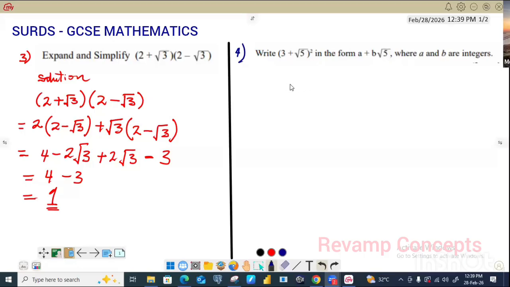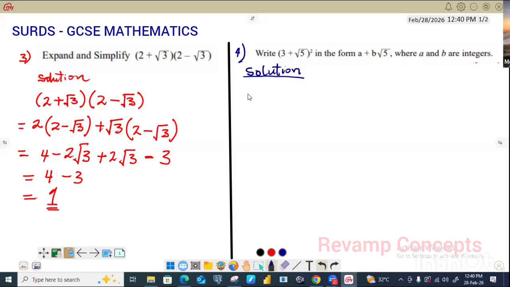All right, we have to write 2 plus root 5 all squared in the form of a plus b root 5, where a and b are integers. And I want to believe what they expect us to do here is to expand 2 plus root 5 twice, because it is squared, and leave our answer in the form of a plus b root 5.